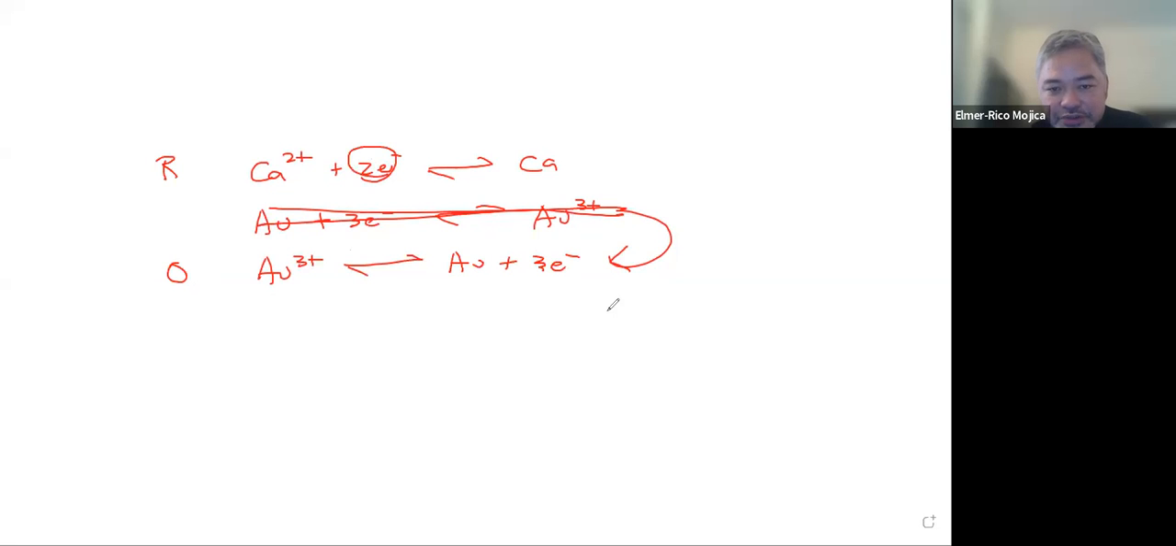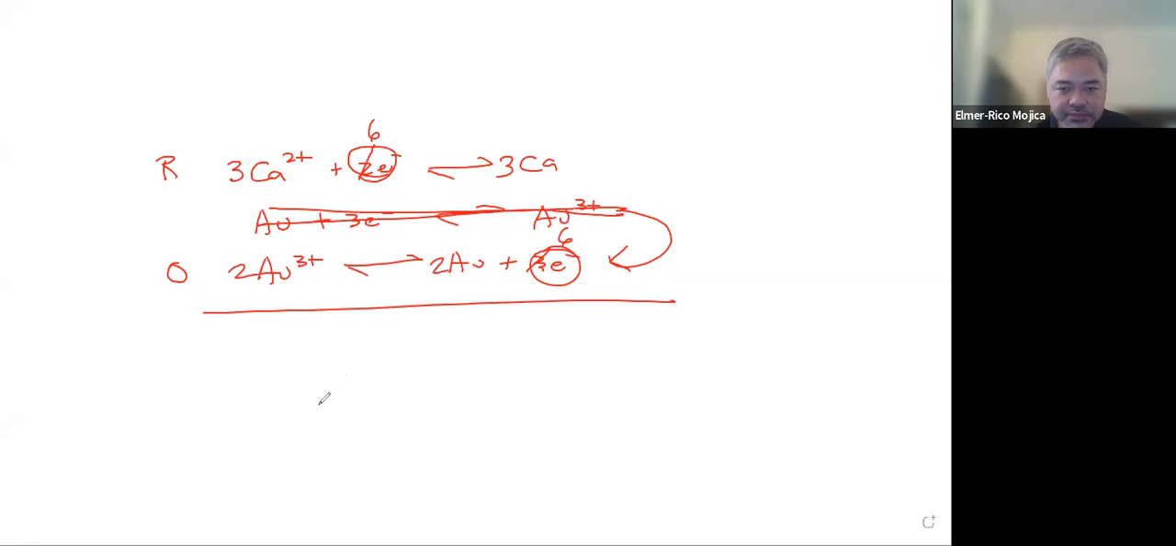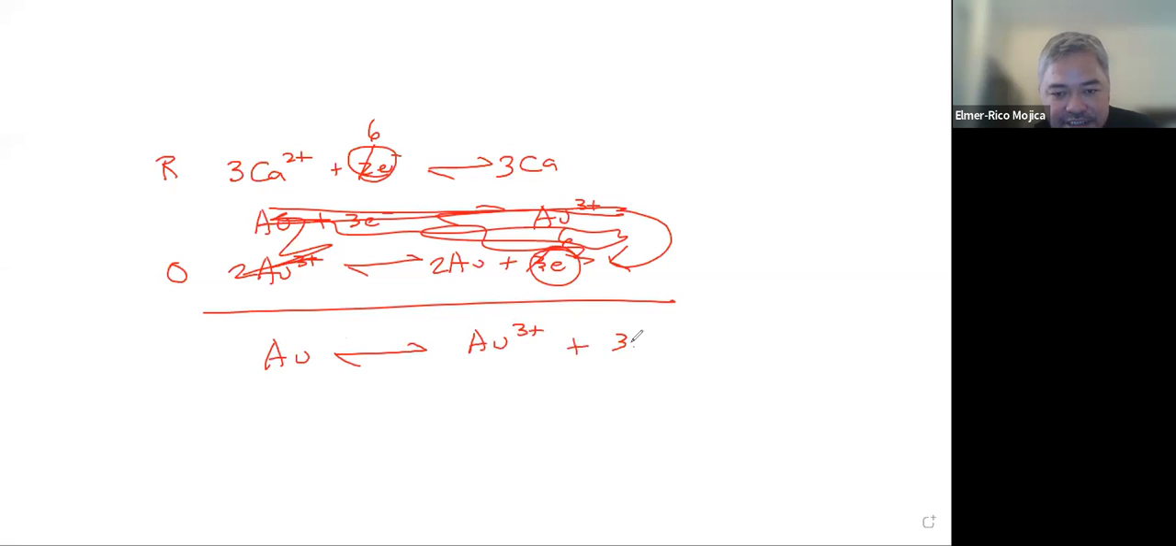So what will happen? I have 2 electrons here. I have 3 electrons here. So I swap. I multiply everything here by 3, so this becomes 6 and this becomes 3. And I multiply everything here by 2. So you end up... oh wait, I think I'm right there already. I think I messed up. So it has to be Au producing Au 3 plus plus 3 electrons. I think that should be the right formula there.